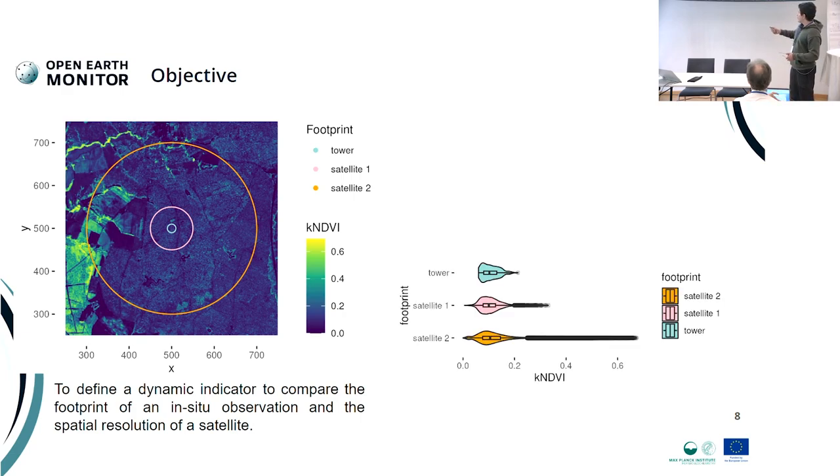The blue circle represents the footprint of the tower, and the other two represent two different satellites. Then we have the distribution of the data for a vegetation index. And now the question is how to define if the distributions are the same or how much is the difference between the distributions. So at the end, it's a statistical problem.